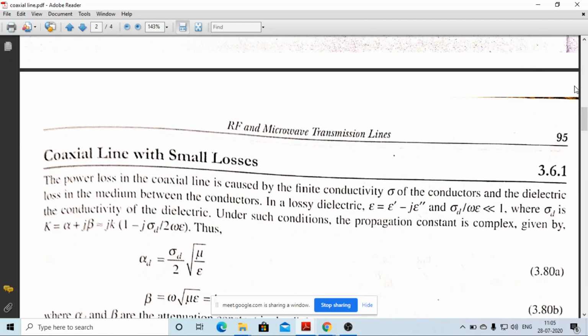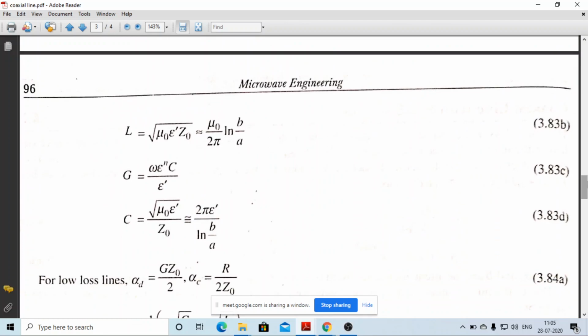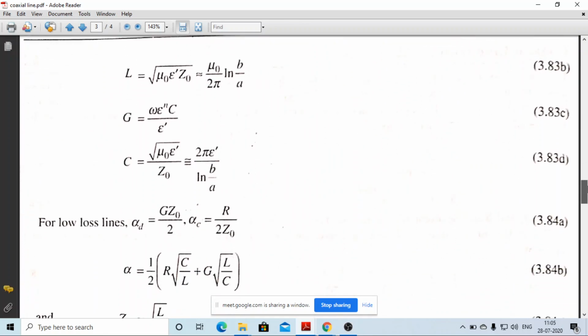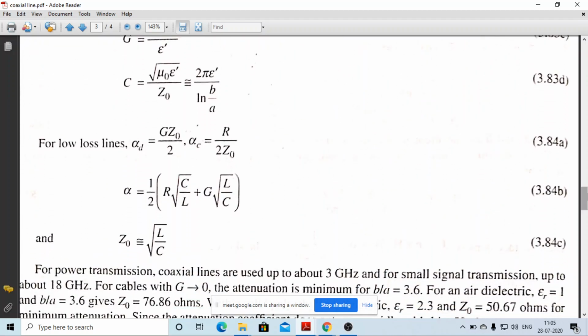After that, there is one more important formula, this one. Based on this, you can expect a numerical. The equivalent inductance of a coaxial line cable may be defined as mu naught divided by 2 pi ln b by a, and the capacitance as 2 pi epsilon dash divided by ln b by a. Once you know L and C, you can easily calculate Z naught, which is simply approximated as root L by C.